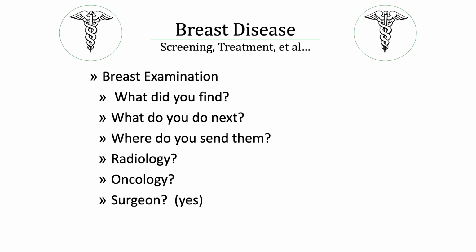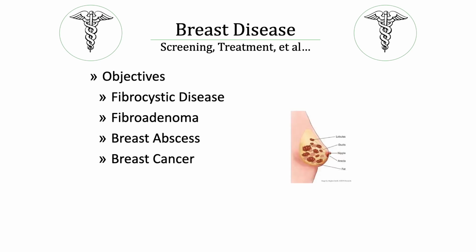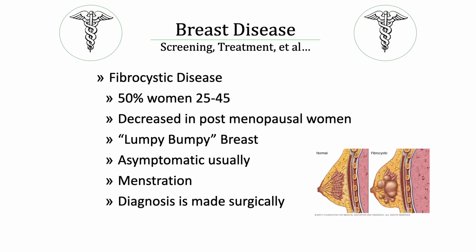To cover breast in a reasonable amount of time, we're going to split it up into 4 different categories: fibrocystic disease, fibroadenoma, breast abscess, and breast cancer. That's probably the most general way to talk about breast. Fibrocystic disease, 50% of the women, usually younger women, decrease in postmenopausal because they don't have the hormonal effect associated with the breast, so it doesn't increase and decrease in size, so they don't actually have as much pain and tenderness associated with fibrocystic disease. But the majority of the time, it is asymptomatic.